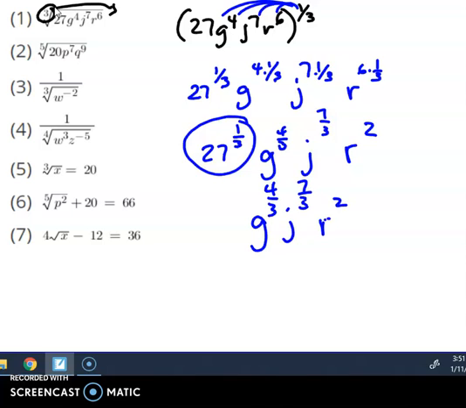So we're looking for 3 numbers that multiply together to equal 27, and the answer is one of those. So that would be 3 times 3 times 3 is 27. So the answer of 27 to the 1/3 is 3. So this is the final answer for number 1.